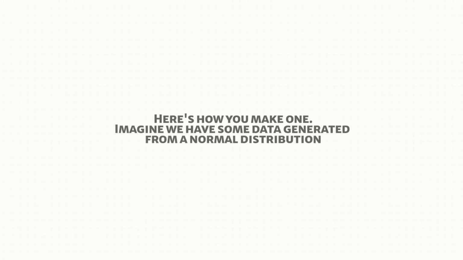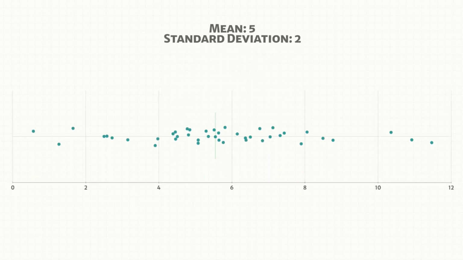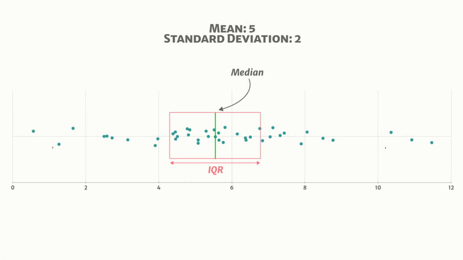And here's how you make one. Imagine we have some data generated from a normal distribution with a mean of 5 and a standard deviation of 2. First, Tukey pinpoints the median, which is the 50th percentile, and draws a rectangular box around it. The box's upper and lower sides represent the 75th and 25th percentiles, and they form what we call the IQR, as we've discussed earlier on. Extending beyond the bounds of the box are the upper and lower whiskers.